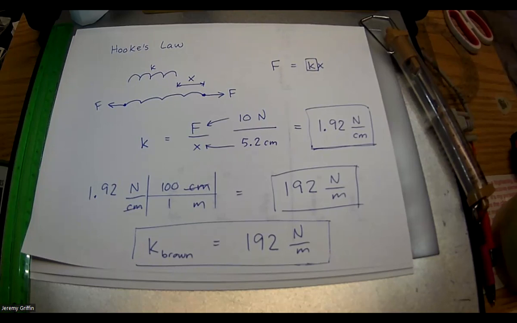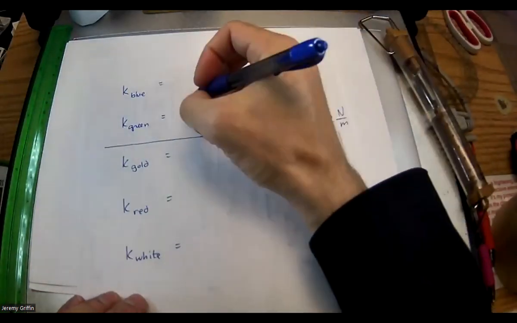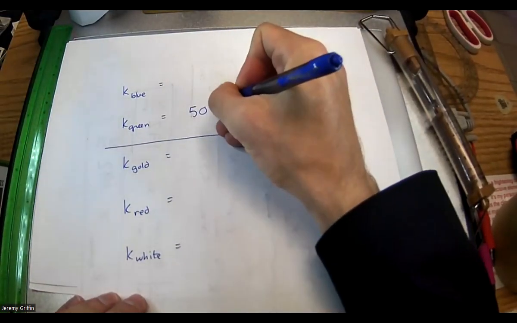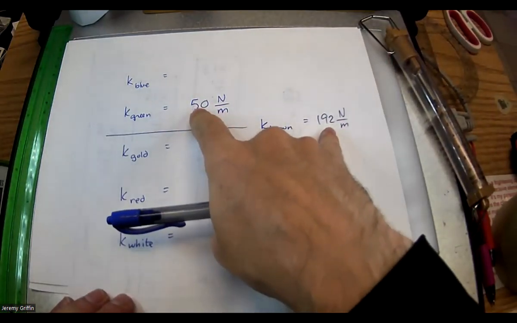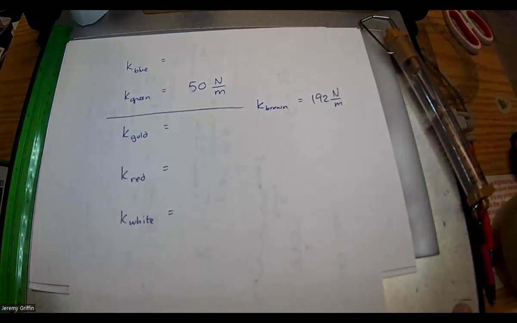Oh, yeah, got one of them? For the green one, 50 for the green? I can believe that. That sounds about right. You're saying about 50 newtons per meter. Yeah, I haven't checked it myself, but I do know it's less than the brown, so that looks believable, right? Yeah, so let's go with that.